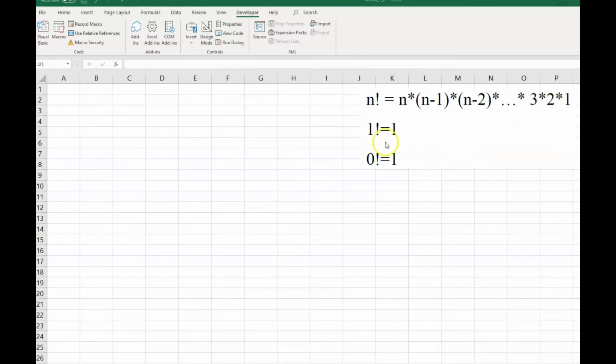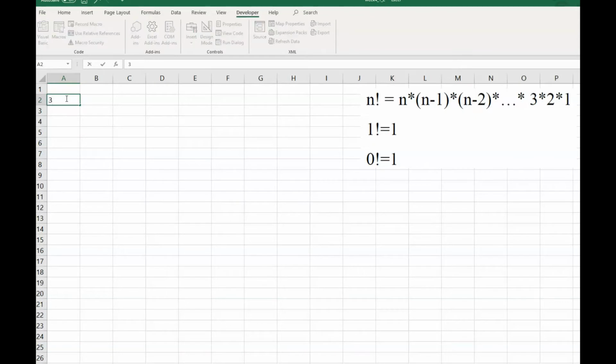Suppose it's 5. Okay. 5 times 4 times 3 times 2 times 1. Suppose it's 10. 10 times 9 times 8 times 7, 6, 5, 4, 3, 2, 1. And so if it's 0, it is defined as 1. Okay. So let's randomly choose a number.